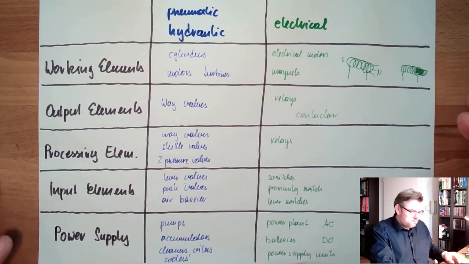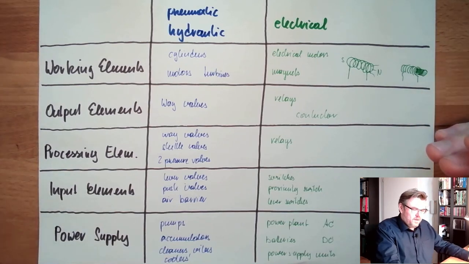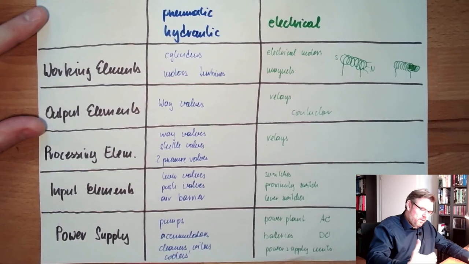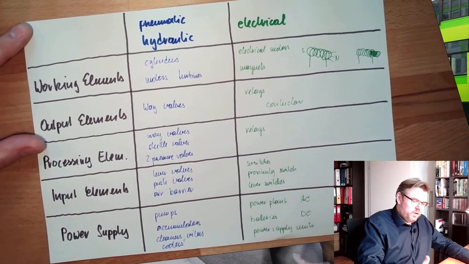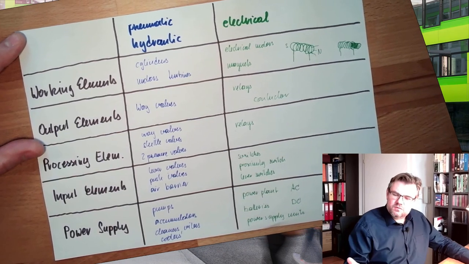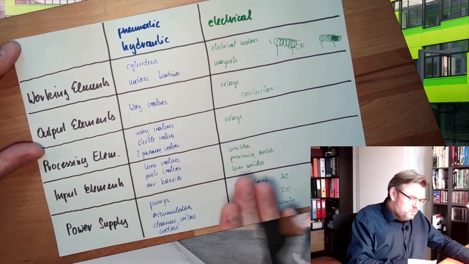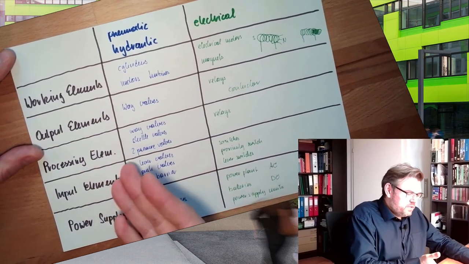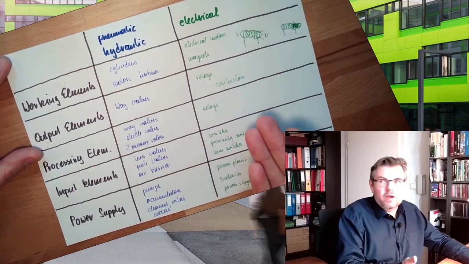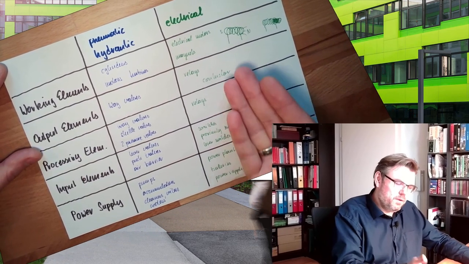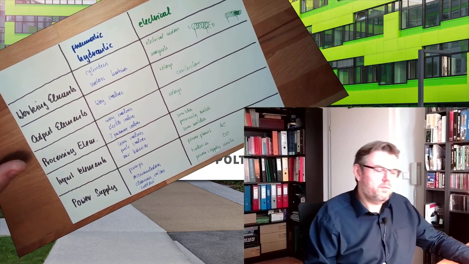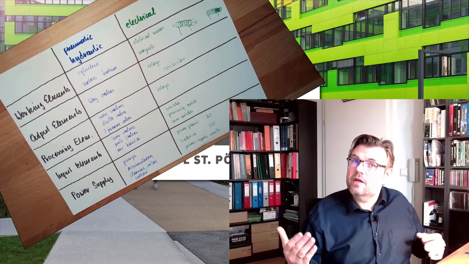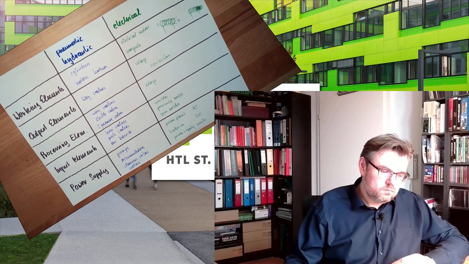That's actually it. So, power supply: power plant, batteries, power supply units. Input elements: some different sorts of switches with different ends, it's pretty much the same. Processing elements: just relays mainly, maybe contactors. Output elements: relay and contactor. And working elements: electrical motors, and also electrical magnets.